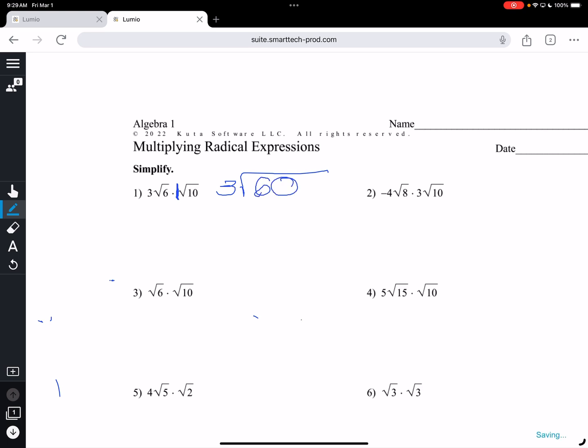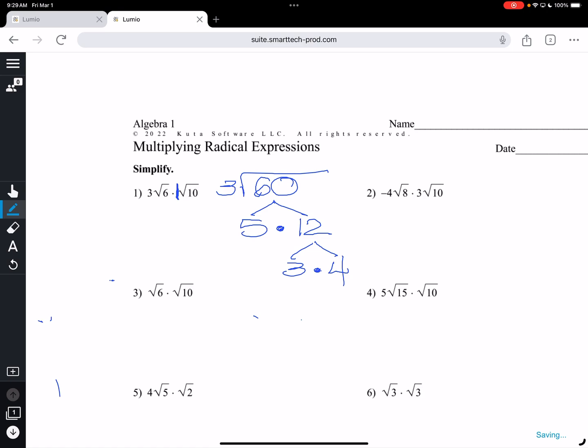All right, that would be it if 60 were simplified. But we can put 5 and 12. You could do 6 and 10, 3 and 20, but I like doing 5 and 12. Are either of those simplified? Or perfect squares, I should say. No. But we can break 12 down into what? 3 times 4. Are either of those perfect?